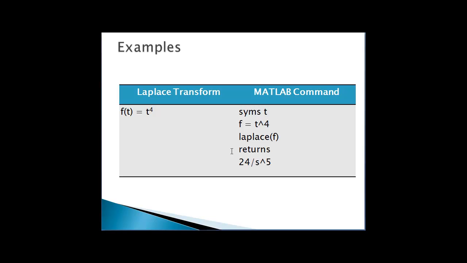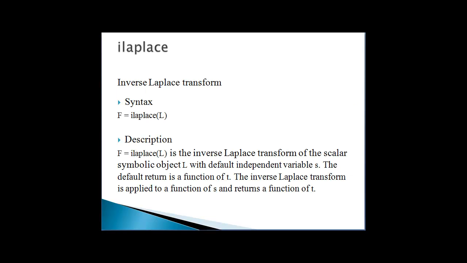Here is an example for the Laplace transform. My function is t to the power 4. I have to convert it in the s domain. For that, I will use a program. First of all, I will define the time variable t using syms t, function f equal to t to the power 4, laplace of f, and then this is my output. Okay, this is my program and this is my output in the s domain.